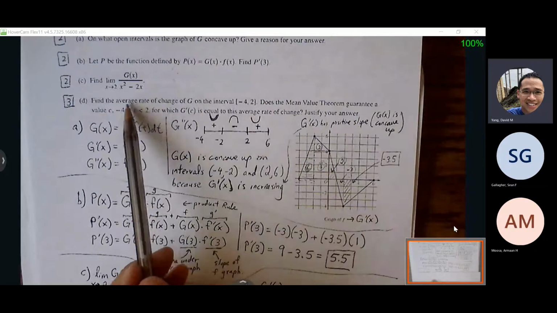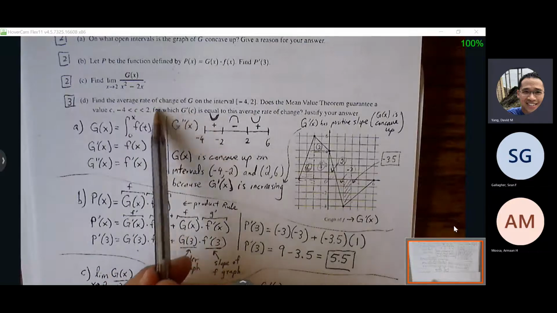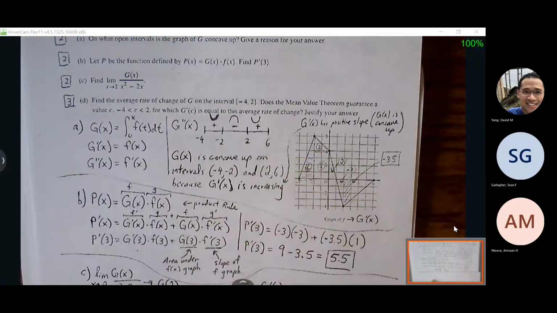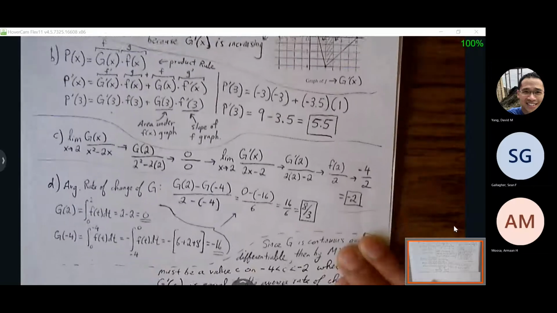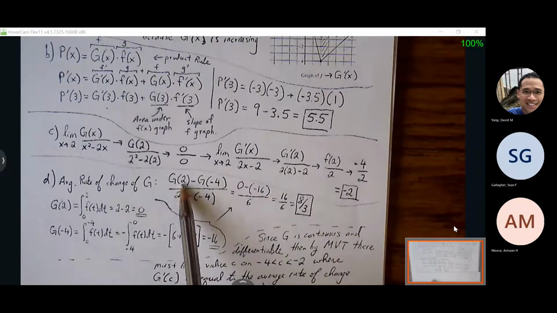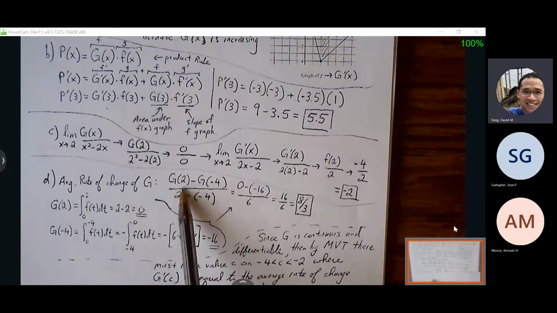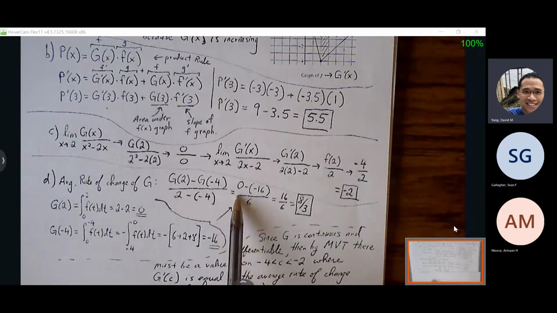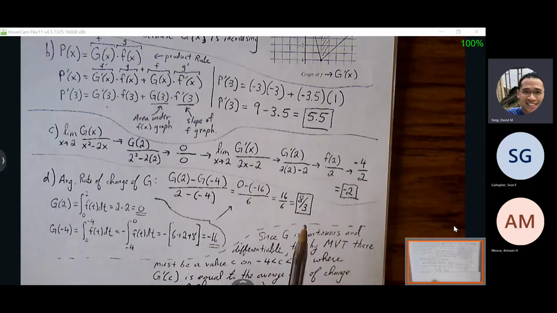Part C, find the average rate of change of G. So average rate of change is another way of saying slope. So let's find the average rate of change first. Change in y over change in x, g of 2 minus g of -4 over 2 minus -4. We get 0 minus -16 over 6, 16 over 6, which is 8/3.